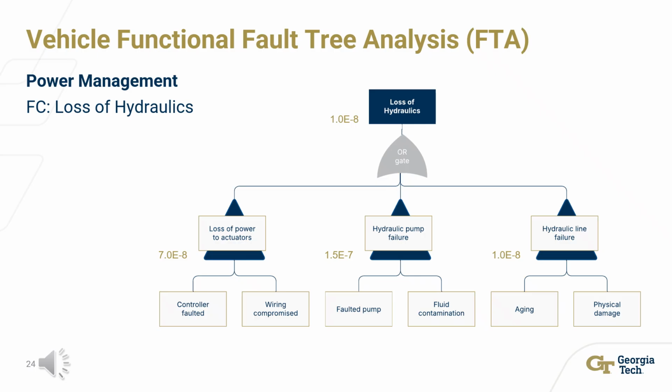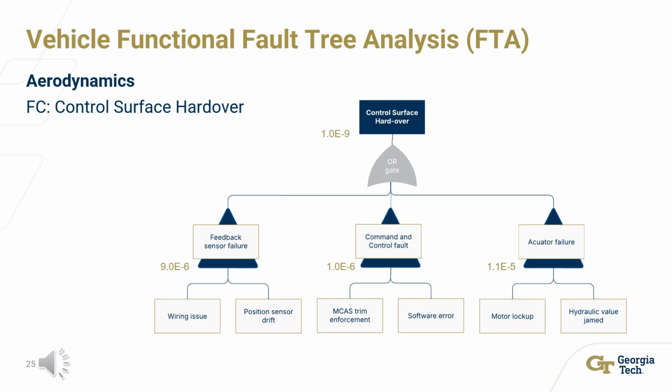This diagram depicts the hydraulic loss scenarios. The failure events consist of pump failure, fluid leaks, and power loss to hydraulic controllers. Even though the system has redundancy, simultaneous failures can result in loss of control surfaces. Control surface hardover is a catastrophic failure. It can be induced by actuator failure, runway input, or MCAS logic misfire. Fault probabilities were sourced from incident data and aligned with known component failure thresholds.